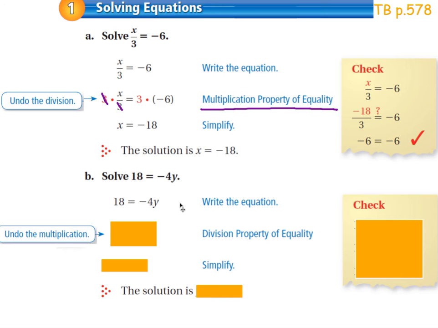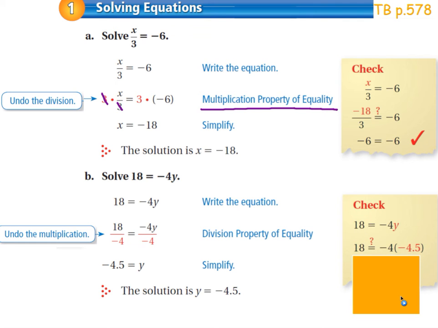Let's take a look at example B. It says 18 equals -4y. So we're going to use the division property of equality this time because I'm multiplying my variable by -4. The opposite would be to divide both sides by -4. That leaves me with just y on one side of the equation. And 18 divided by -4 is going to give me a decimal, and it is -4 5/10. So let's check and see if it makes sense. We put -4 5/10 in for y, and when I multiply that by -4, I do get 18.